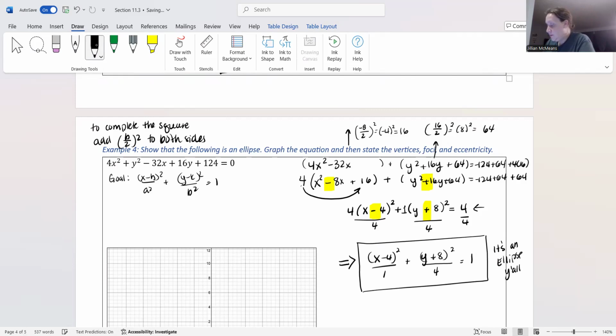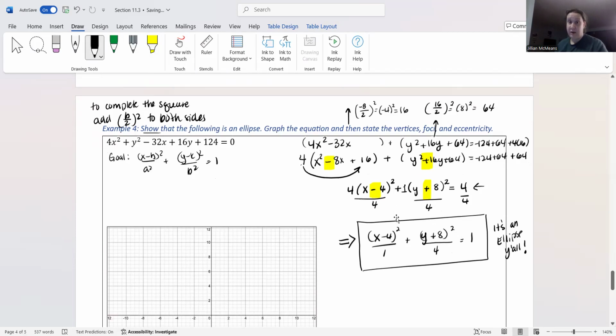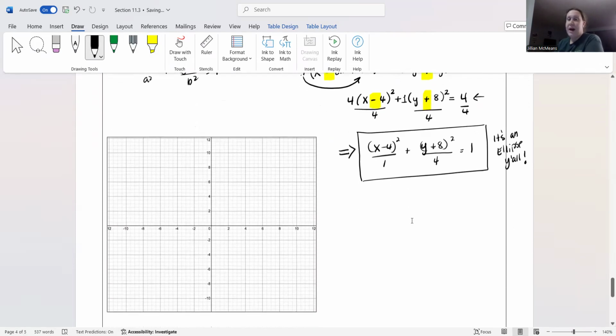So that was kind of our goal. Show that this is an ellipse. We had to do a lot of fancy work. We had to do some algebra, this completing the square on 2 different parts here. We had the really weird situation where we had this coefficient of 4 on the x squared, and we had to play around with that. But at the end of the day, look at what we have here. So we have an ellipse.